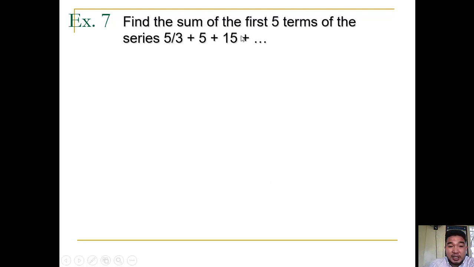Kung titignan natin, pwede na nating makuha yung dalawang kasunod pa na terms. Kasi alam natin na ang common ratio niya ay 3. Kasi we divide 5 by 5 over 3, which is 3. Then 15 divided by 5 is also 3. So multiply mo lang yung 15 by 3, meron ka ng 45. Then multiply mo ulit yon, you will have 135. Then you get the sum.